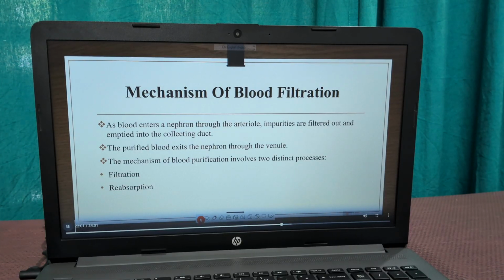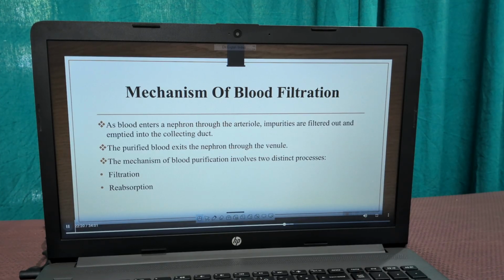Now talking about the mechanism of blood filtration in the kidney. This is the physiology of how the blood is filtrated in the human body. So let's understand how the blood is filtered in the kidney.